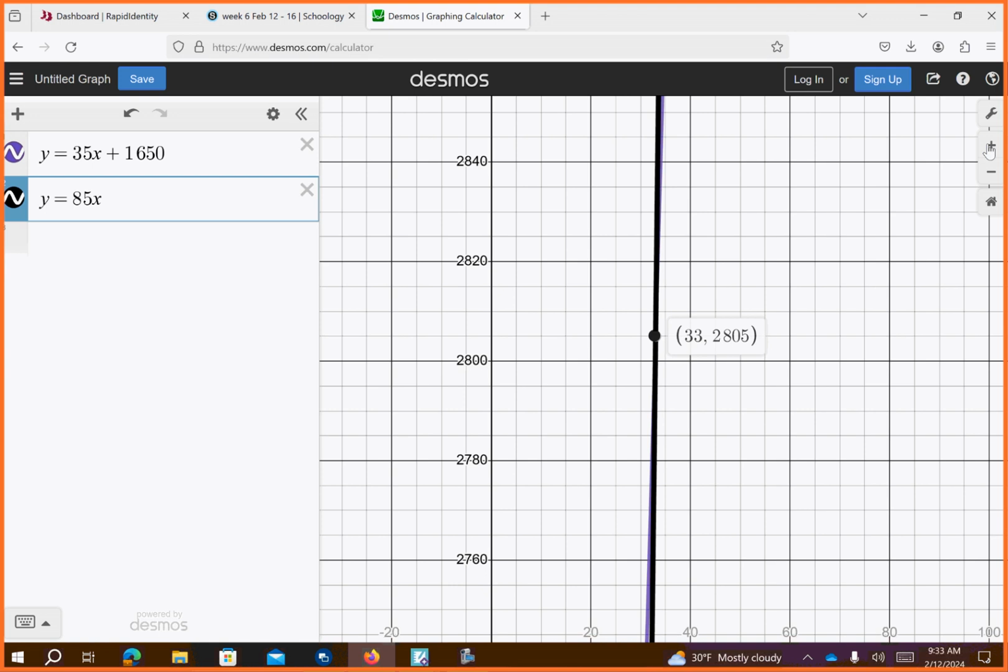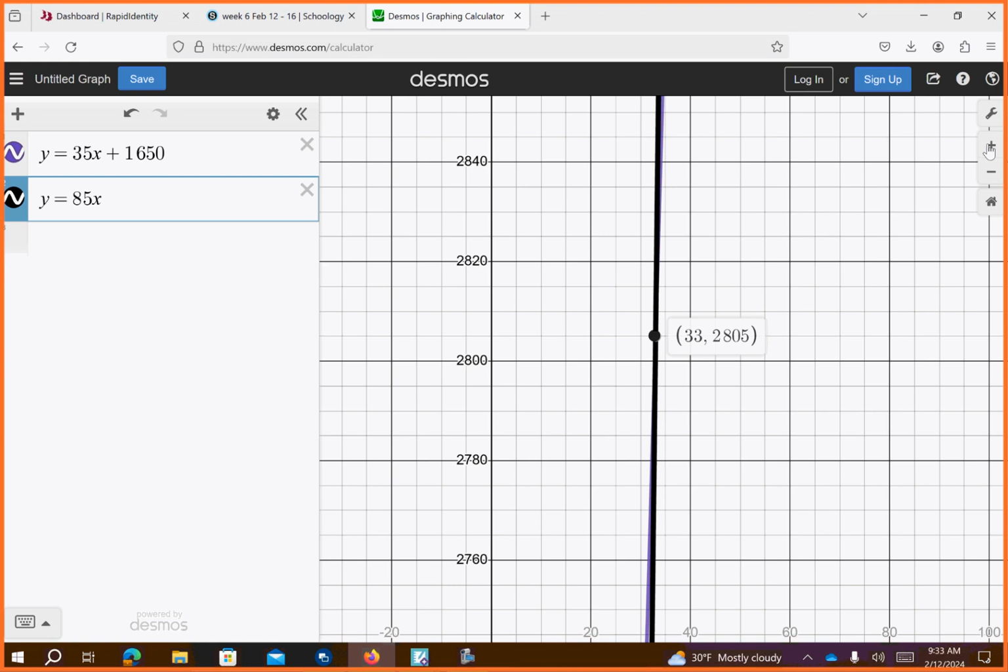So I create 33 things. I'm not making any money, but I'm not losing any money. If I make more than 33 items, then I'm going to start making more money. If I make less than 33, I'm losing money. So how many widgets to break even? 33.